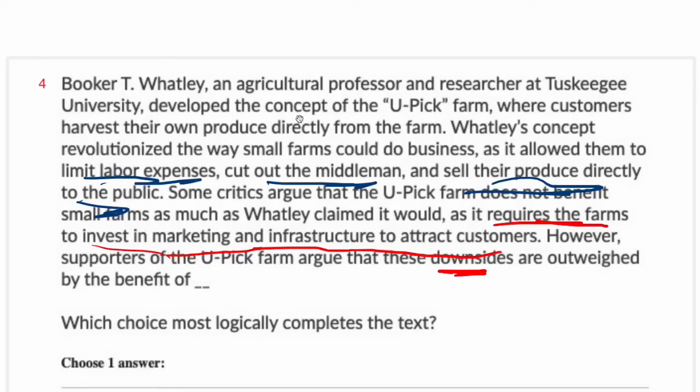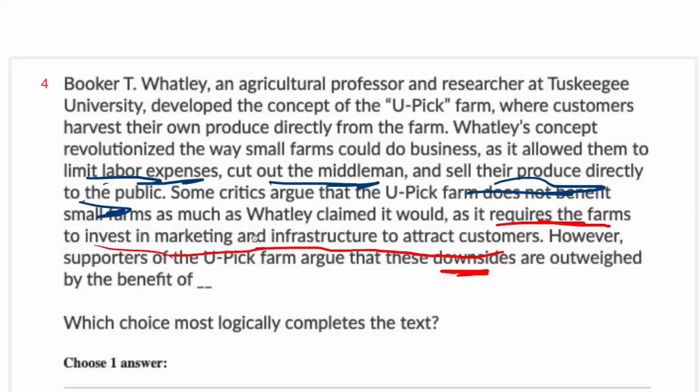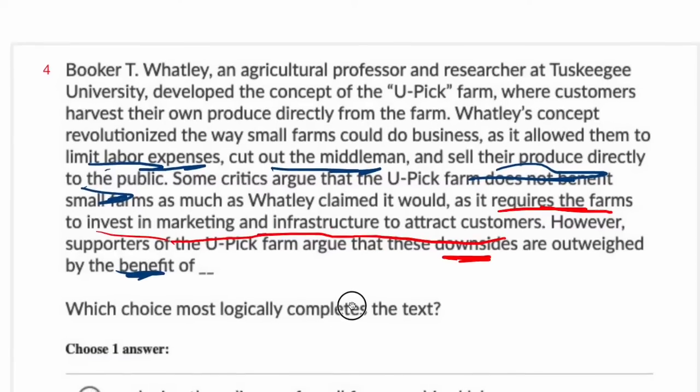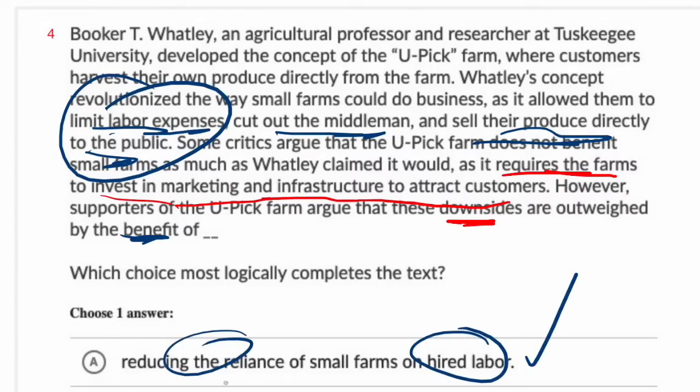And so if they cut out the middleman, even if they do have to invest in marketing and infrastructure, they could still save money. So if the supporters argue that these downsides are outweighed by the benefit of, something up here, reduced labor expenses. Well, A looks pretty good. Labor expenses, reducing reliance on hired labor.